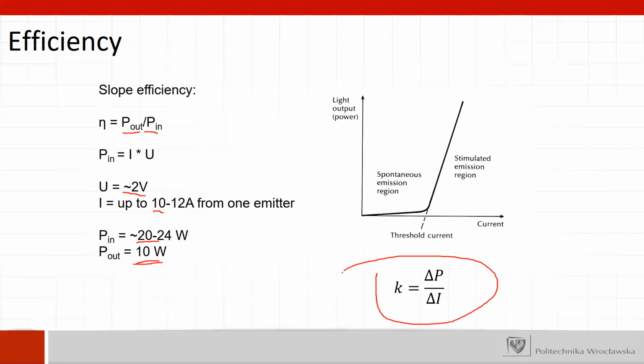And you can define some coefficients that describe the increase of power for the increased current, right? So we increase the current, this is delta I, and we will have some delta P, right? So the increase of power for the increased current, of course, in this linear regime.